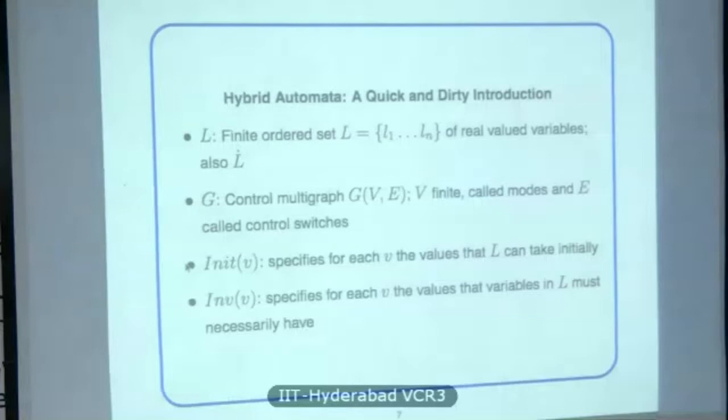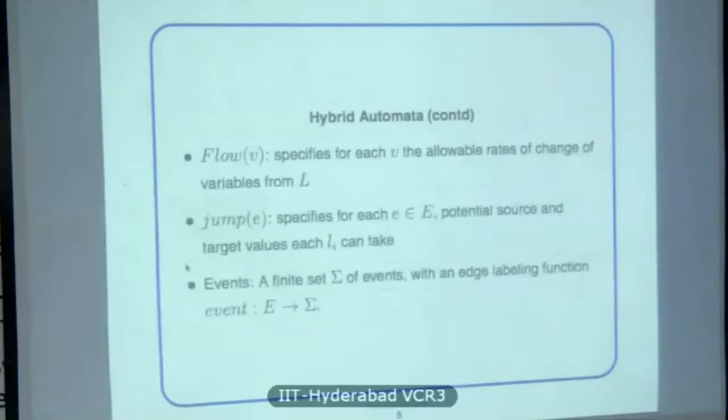There are these functions which specify for each vertex what exactly are the values that these continuously valued variables take initially in the beginning of the control. Then there are these invariants. For each vertex, these invariant functions tell you under what constraints, under what limits, what are the invariant characteristics of the continuous variables. Right? These are different functions which label the vertices. Observe that these are functions that label the vertices of the control. And we look at an example so that things become clear.